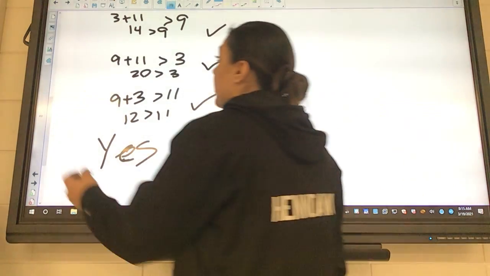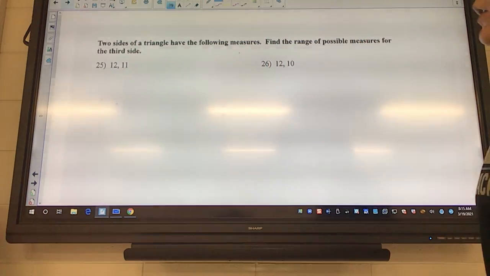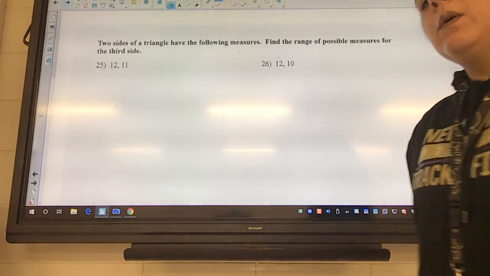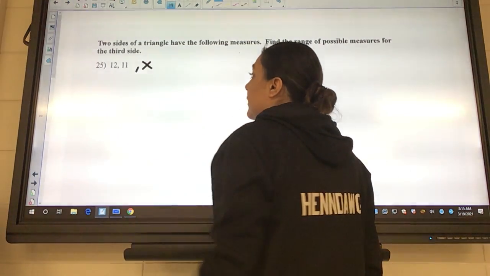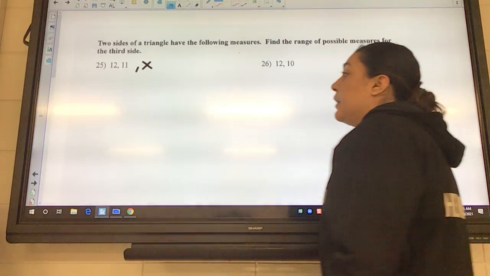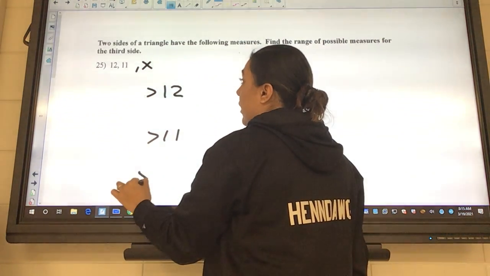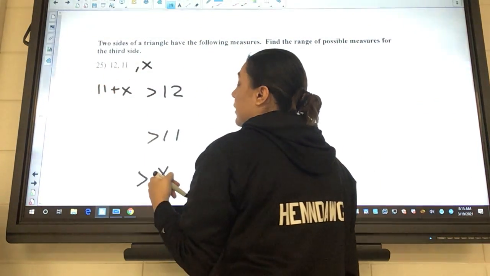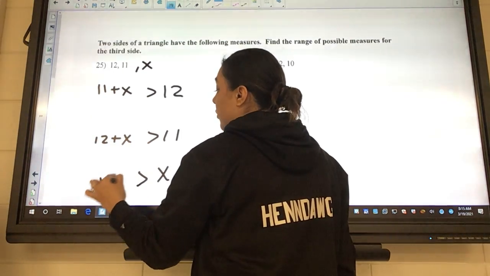Okay, the last section of your test is going to be what we did yesterday. It's where you have the 2 sides of the triangle and they want you to find the range for possible measures for the third side. Okay, and so it's kind of what we just did, except there's not a third side, and so you're going to fill that in with comma x. Okay, so you can put these 3 down, 12 greater than 11 greater than x. Okay, well this one's going to be 11 plus x, this one's going to be 12 plus x, and this one's going to be 11 plus 12.